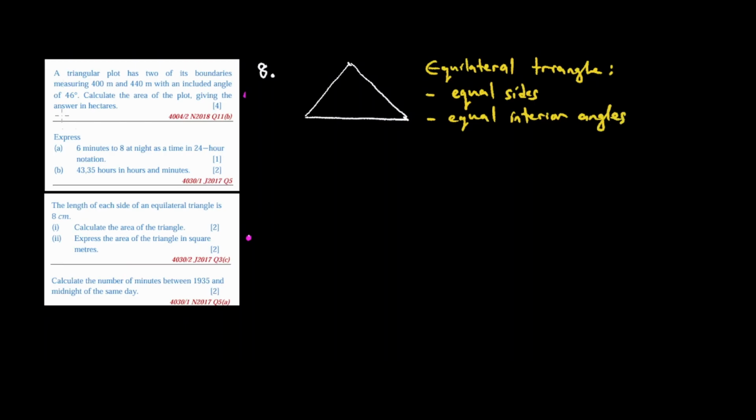The length of each side of an equilateral triangle is 8 centimeters. In the same sentence they are telling us that because it's equilateral, each angle is 60 degrees. Why 60? Because 60 plus 60 plus 60 is 180, and we know that the sum of interior angles of a triangle is equal to 180 degrees.